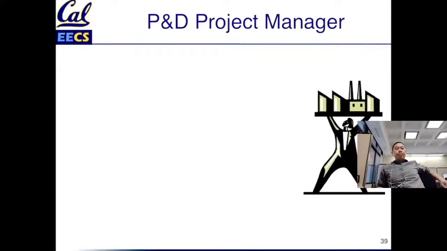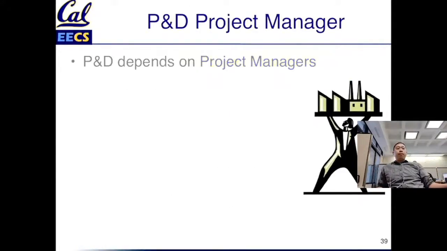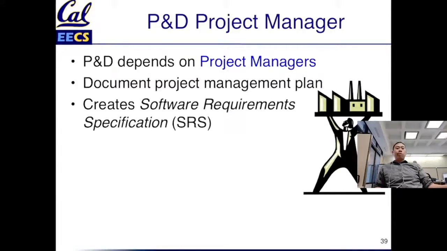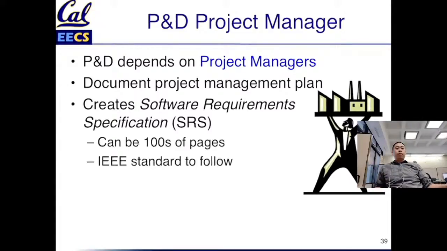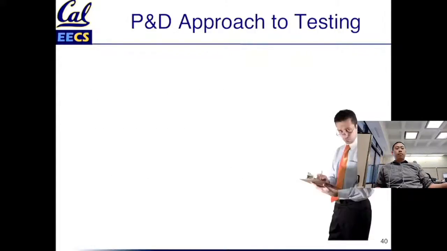Well, there's a very important role in the P&D family of approaches: there's a project manager who documents the project management plan, which includes a software requirements spec, SRS. And in case you were wondering, yes, there's a standard for how you write an SRS. The standard itself is actually tens of pages. But the SRS is enormous. And the idea is that it captures the requirements. It captures the test plan.